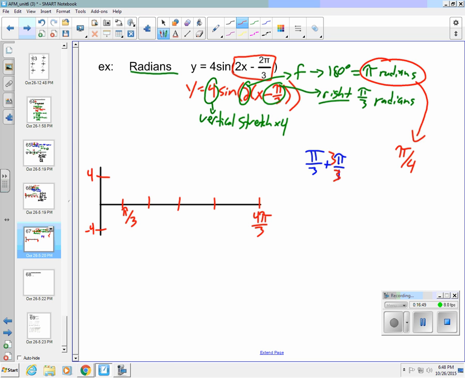So we're going to be starting at pi over 3, and we're going to be adding pi over 4 to get to the next step. So again, we're going to have to use a common denominator. So I'll have 4 pi over 12 plus 3 pi over 12. So our next jump we're going to go to will be 7 pi over 12.